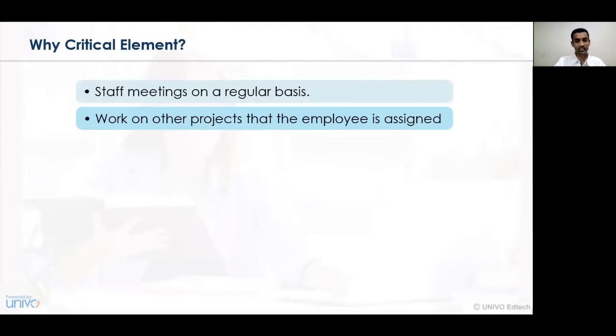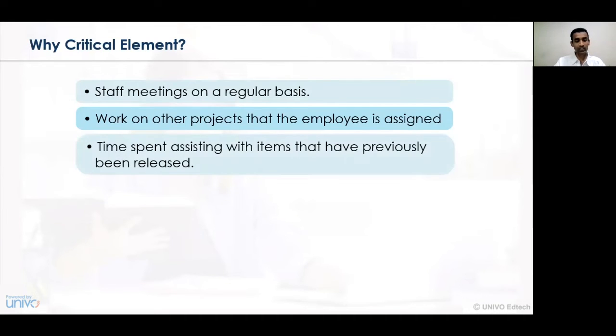Work on other projects than the one the employee has been assigned. At certain stages, the employee is also utilized to work on different projects. So for those particular considerations, how do we assign a job for a certain individual, and what activities can be conducted along with the primary activity also needs to be ascertained, and then accordingly the critical element needs to be identified. The time that has been spent for previous assignments or the current assignments.